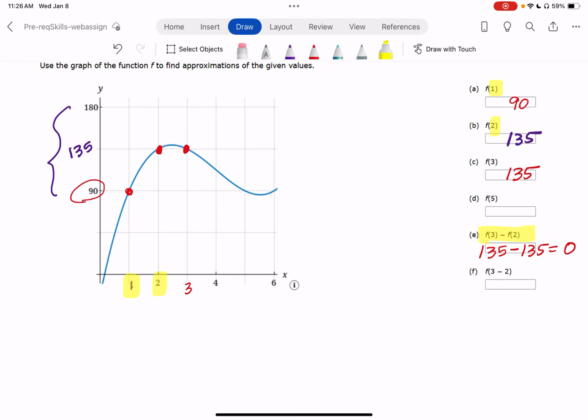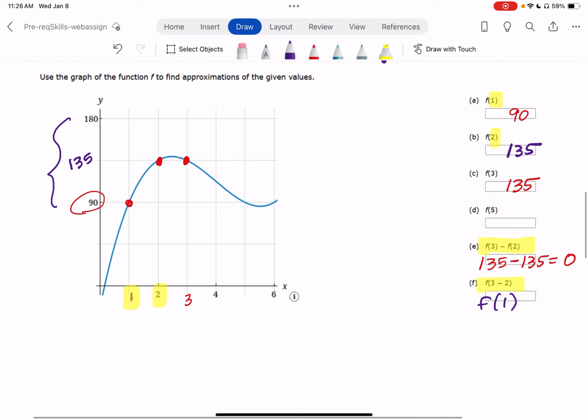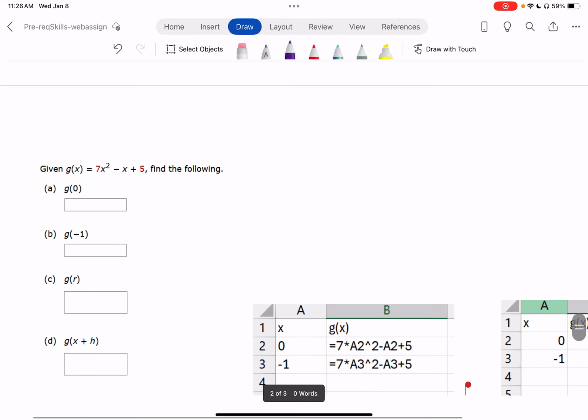But now if you look at this one right here, this is saying f, and then parentheses 3 minus 2. So you can actually just simplify 3 minus 2 as 1, and then we're going to figure out what f of 1 is, which we already figured out up here. f of 1 is your 90. So that would be 90 in that box. They're just showing you some different function notations. It's just good review, looking at a graph using input, output values.